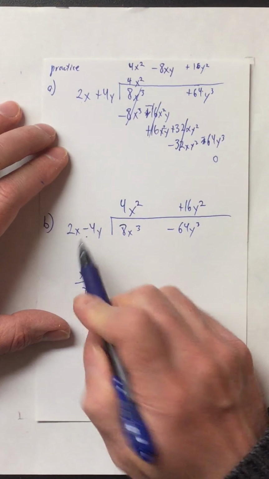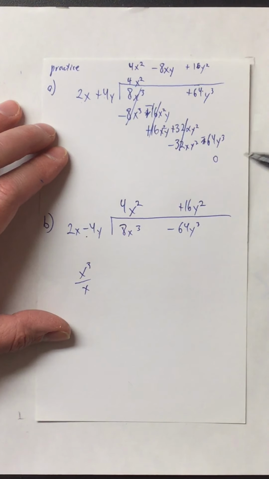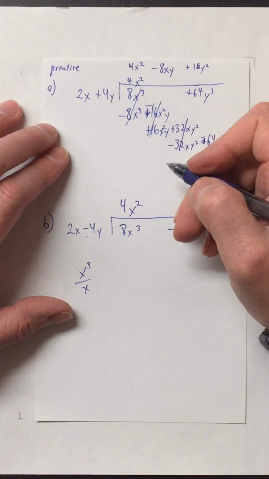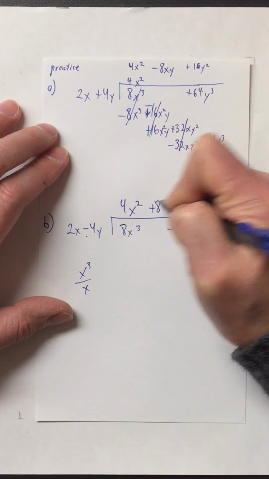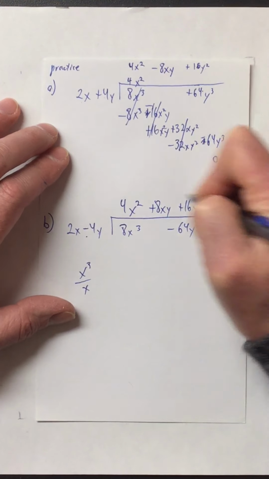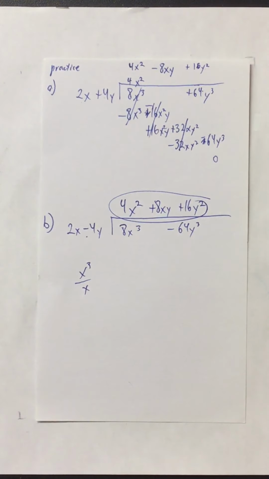Then I'm going to multiply these two together. Negative 4 times 2 is a negative 8. However, I'm going to flip that sign, 8xy, and there's my answer for the second practice problem.